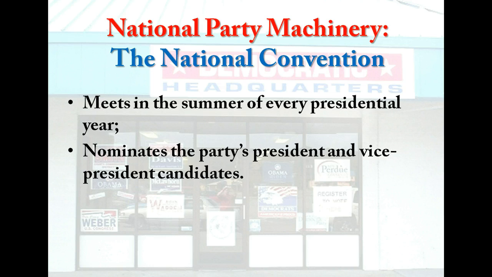The convention meets in the summer of every presidential election year to nominate the party's presidential and vice presidential candidates. It also performs some other functions, including the adoption of the party's rules and the writing of its platform. Beyond that, the convention has little authority. It has no control over the selection of the party's candidates for other offices, nor over the policy stands those nominees take. You'll take a closer look at both parties' national conventions in Chapter 13.